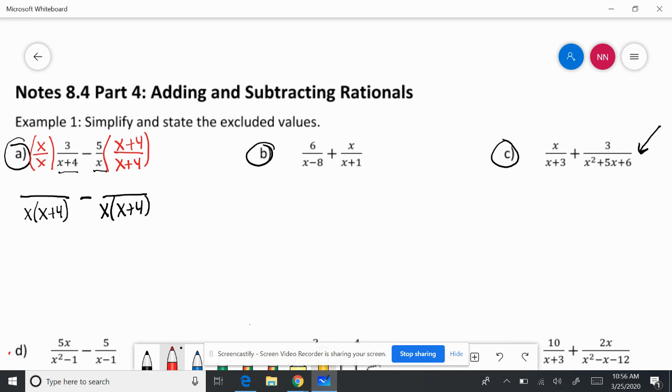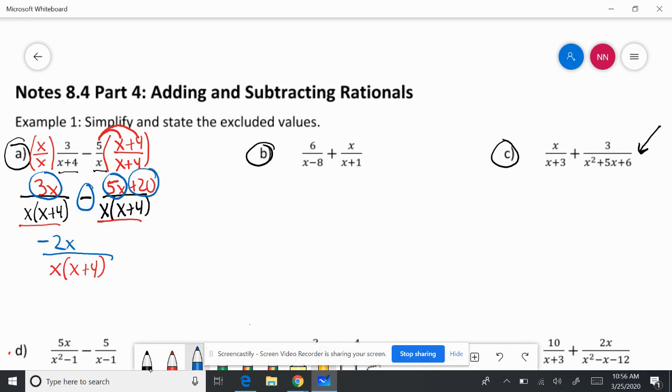Now, 3 times x is 3x. 5 times x is 5x. 5 times 4 is 20. Now, since we have a common denominator, we're going to combine the denominator. So what we have is x and x plus 4. Now what we're going to do is combine the numerator. We have 3x minus 5x, which is negative 2x.